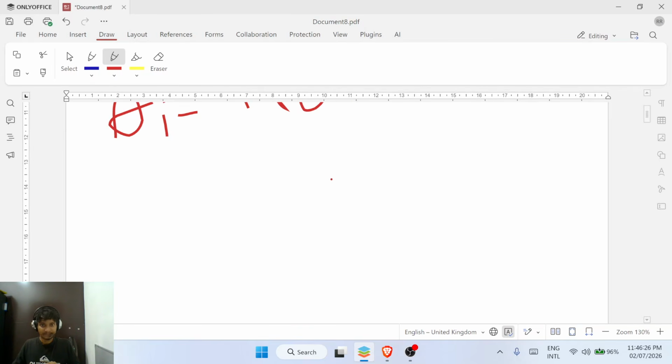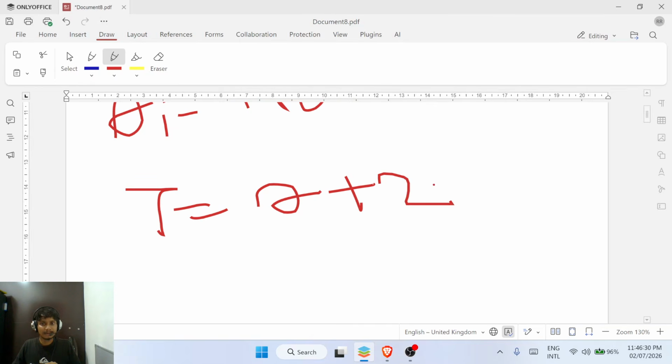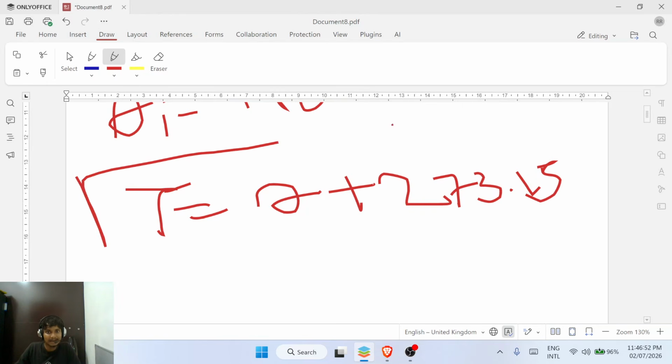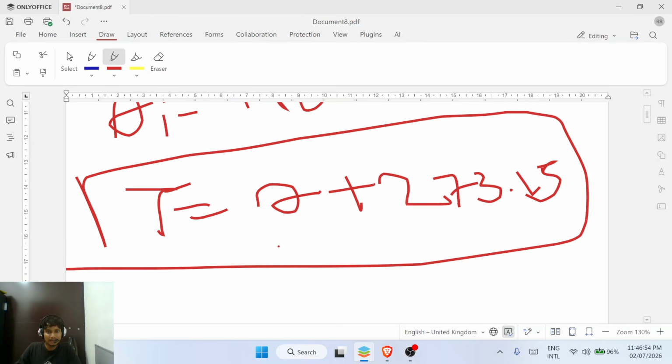Initial temperature theta 1 is equal to 185 degrees Celsius. We already know T is equal to theta plus 273.15. Someone may write 273, and some lecturers may accept that, but this is the exact equation. T is equal to theta plus 273.15.